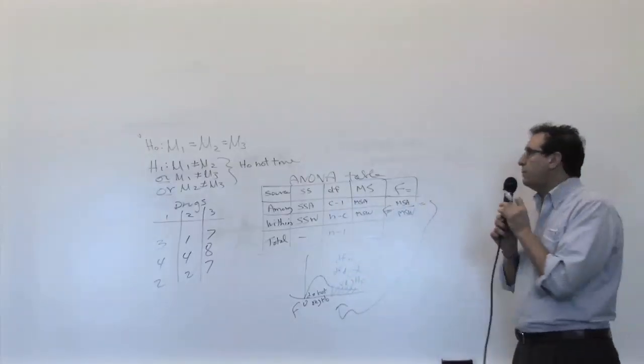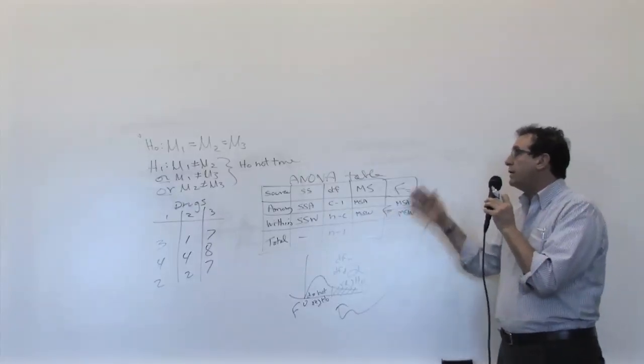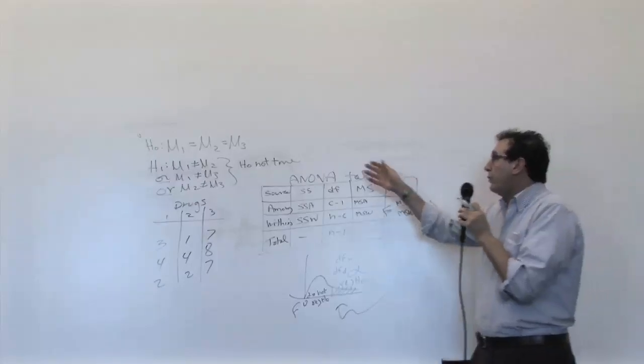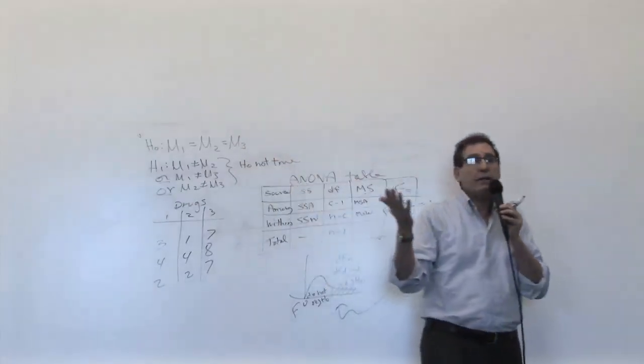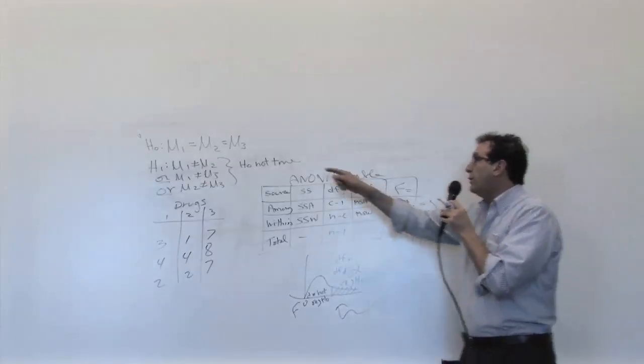So now the question is, after you make your decision, let's say you decided to reject H0. Well, let's go back. Let's say you decide to accept H0. Then you stop right there. You've proved all the drugs are the same. There's nothing to say any further about it. But very often you end up rejecting H0, which means the drugs are not the same.